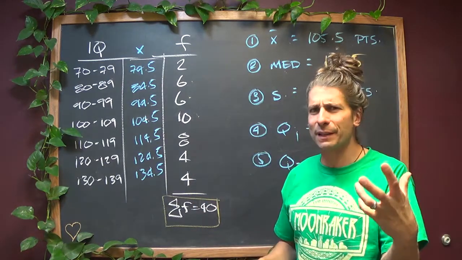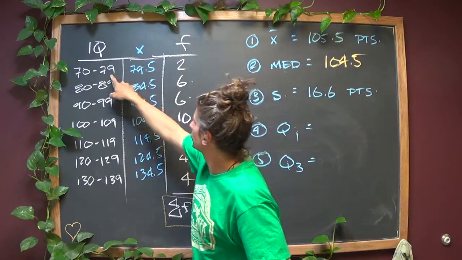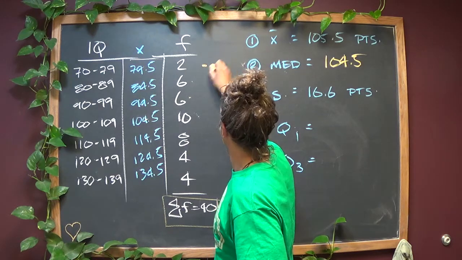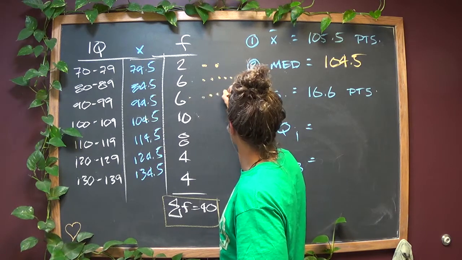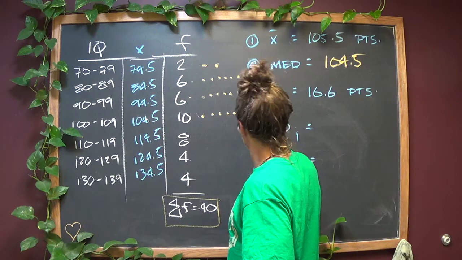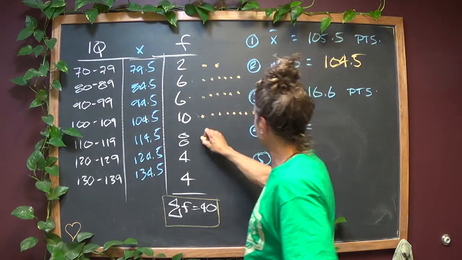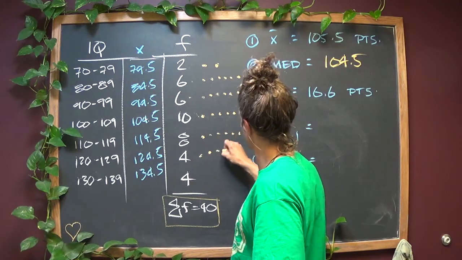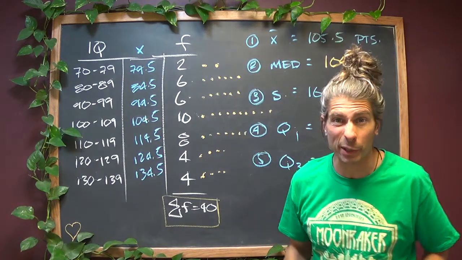And you can envision this if you need a more visual. There are 2 74.5, so you can imagine 2 here. There are 6 of these guys, 1, 2, 3, 4, 5, 6. 6 of these guys, 1, 2, 3, 4, 5, 6. 10 of these guys, 2, 3, 4, 5, 6, 7, 8, 9, 10. Is that 10? 10. 8. 8, 4, 4, and 4. So you've got 40 dots. It actually gives you a histogram too, which is pretty cool.